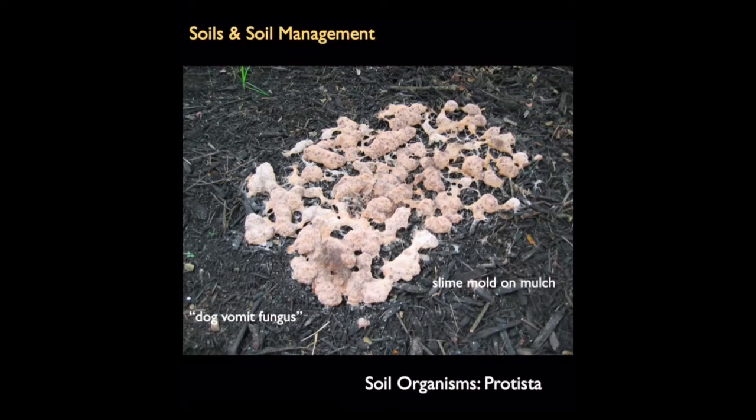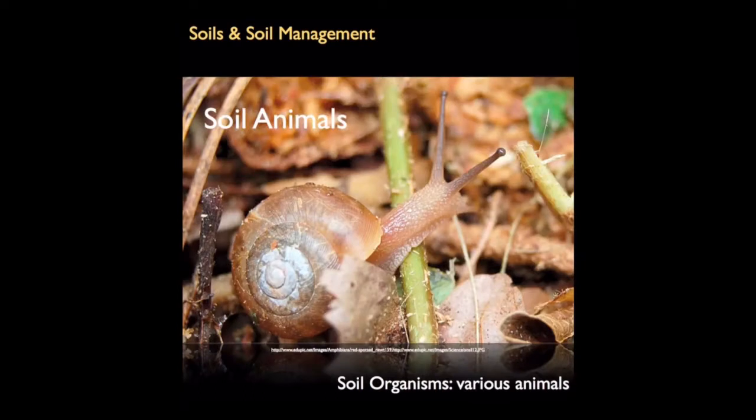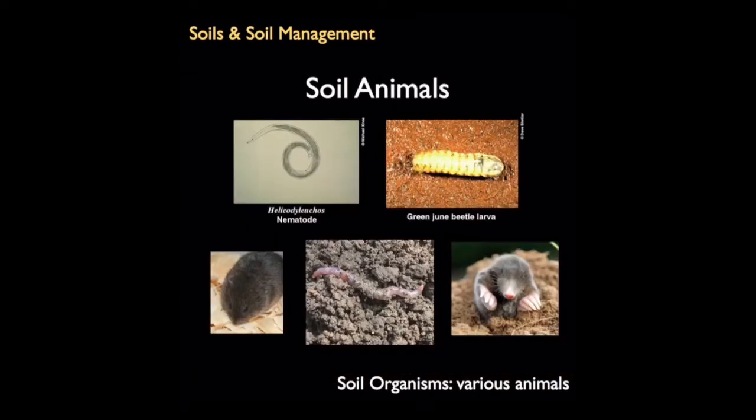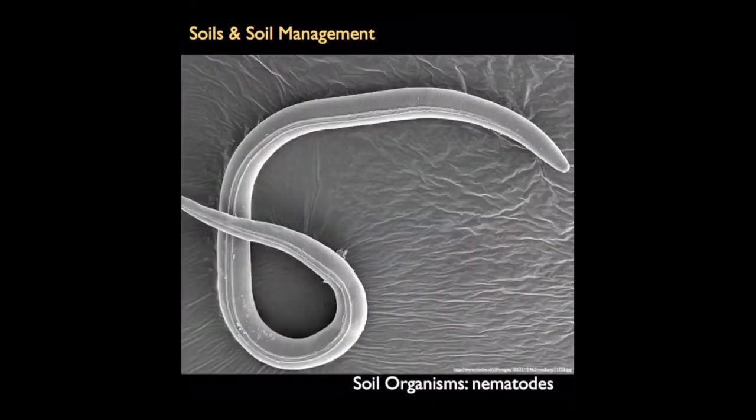Okay, let's talk about animals a little bit. Several animals live in the soil, from very tiny nematodes to burrowing rodents and serpents. The three most important types of animals are nematodes, larvae, and earthworms. Nematodes are small, worm-like organisms that feed on plant roots, fungi, bacteria, and other nematodes.